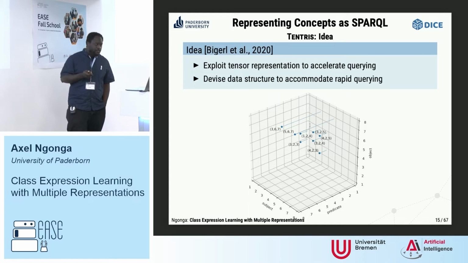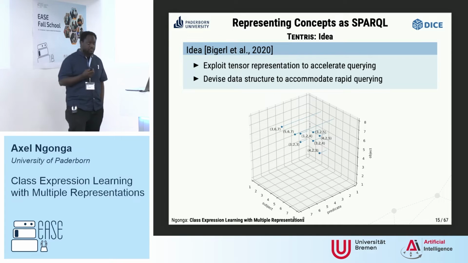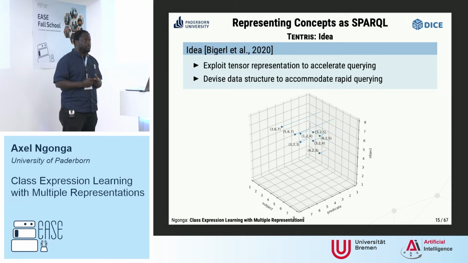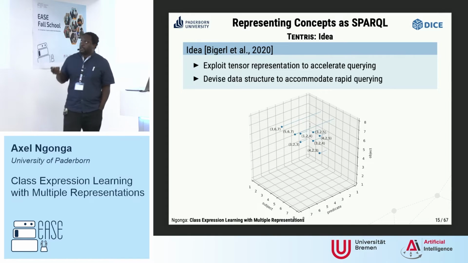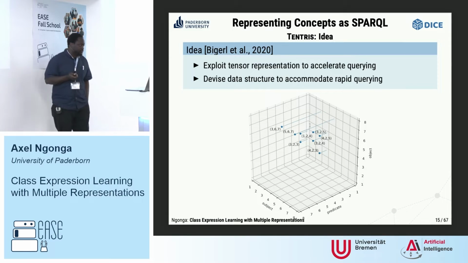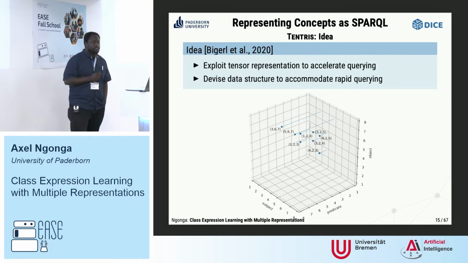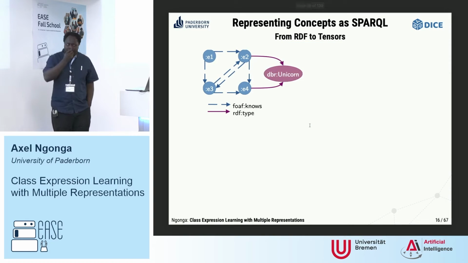So this is an idea from Bigerl et al. 2020, but there have been previous works on basically tensor representations for storage. The fundamental problem that was found in these papers so far is that property-property joins were not possible, but the inherent representation that was used was really an extension of matrices for the computation. But the idea in this work is that we can exploit tensor representations to accelerate querying. The key here is to devise a data structure to accommodate this rapid querying and obviously to transform these SPARQL operations into tensor operations. So how does that work?